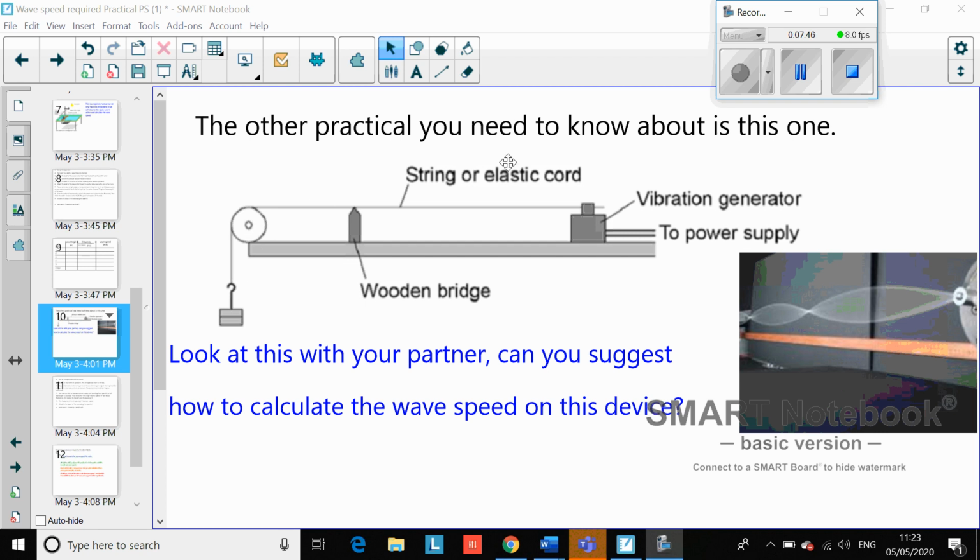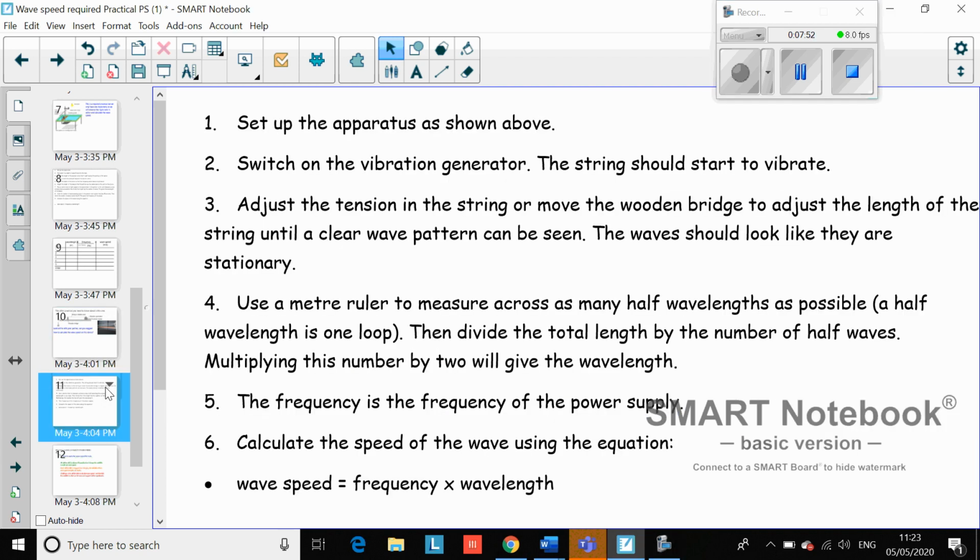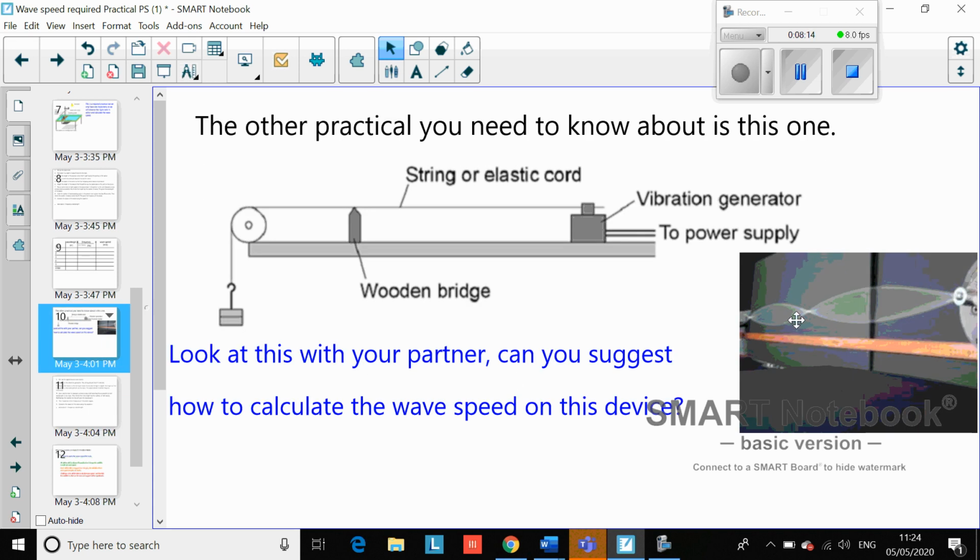Okay, so you've got a diagram if you're set up there. A method that you would need to be able to describe in your book. So you could say: set up the apparatus as shown, switch on the vibration generator, the string should start to vibrate. Now, you can adjust the tension on the string by moving the wooden bridge backwards and forwards until you see a clear wave pattern. The waves should look like they're stationary. So essentially, as it goes up and down, the waves will give you this sort of pattern. It will look like it's stationary because they're moving so rapidly.